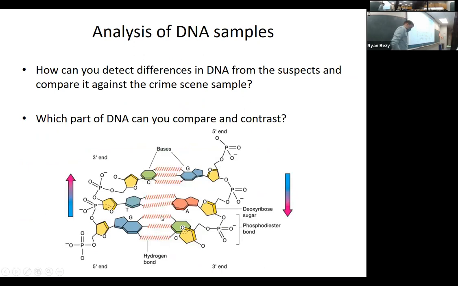Okay, so suppose you have some DNA samples. You got some DNA samples from suspects and you want to compare them against a crime scene sample. Which part of the DNA allows you to actually compare and contrast from, say, one person to another? The nitrogenous bases, just any single nitrogenous base, or is it actually a little bit more?